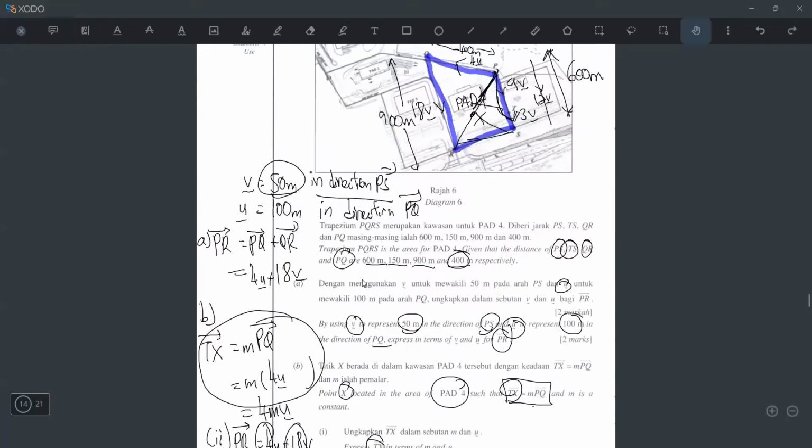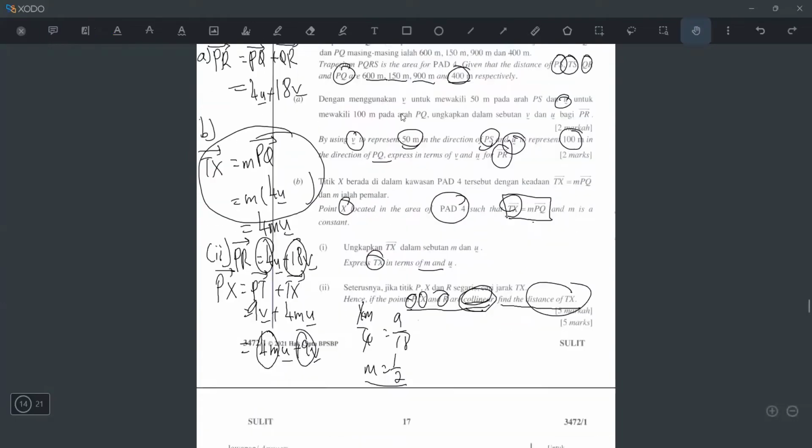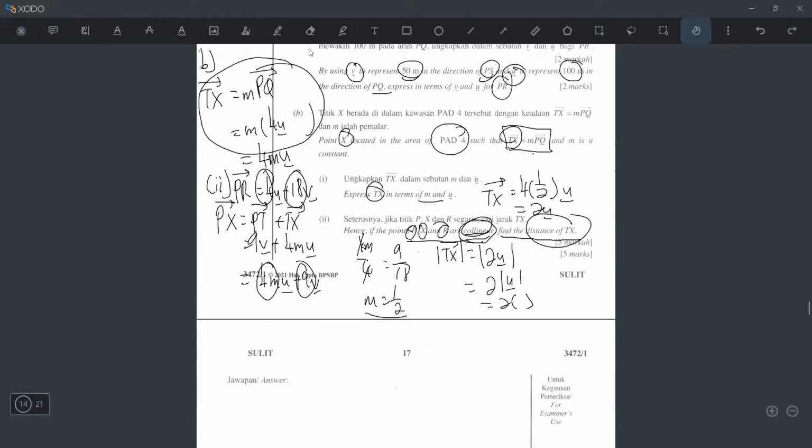All right? Because look at the distance of TX. Where is TX? Isn't it here? This is TX here, right? And you know TX is 4MU, right? So if you want to find the distance, isn't it you are finding the magnitude of TX? TX is 4MU, and the M you already know is 1/2. So it's 2U. It means you are finding the magnitude of 2U, okay? The 2 can be taken out first. And do you remember the magnitude of U just now? They say U represents how much? 100 meter, right? So 2 times 100, 200 meter.